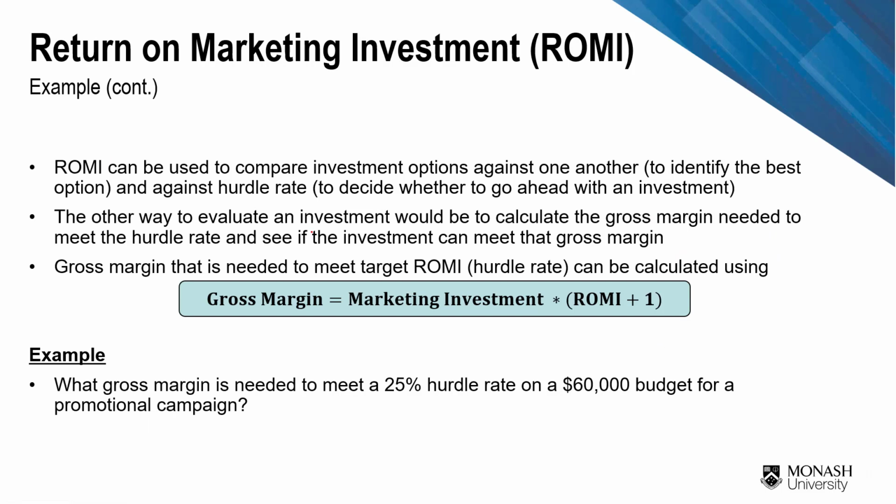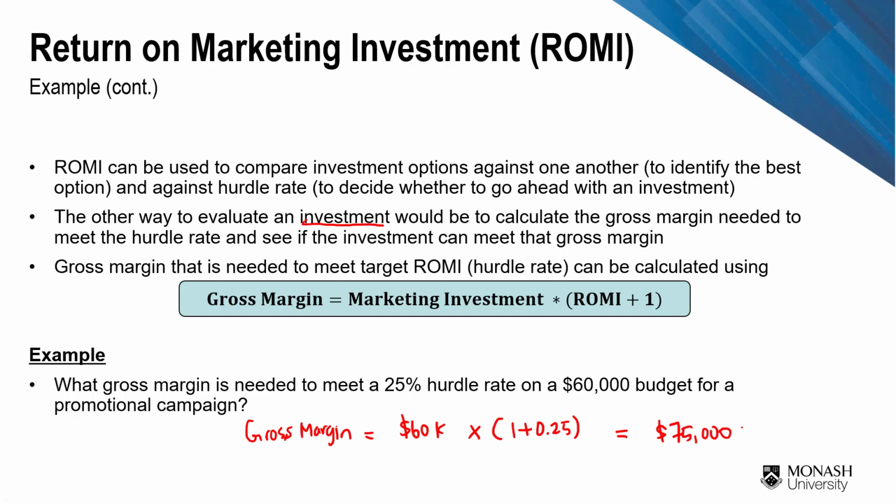The reason why we need to calculate gross margin is that sometimes we want to know the minimal gross margin that we can actually get. We have the target ROMI and we have a marketing investment. We want to know what target margin we really want. So here, for example, what is the gross margin needed to meet a 25% hurdle rate on a $60,000 budget? If we work out the gross margin, it's going to be 60K times 1 plus 0.25, right? 25%, and this is 75,000.